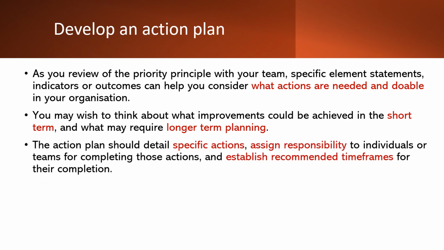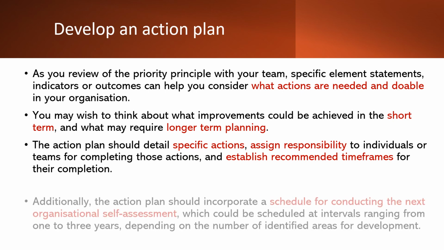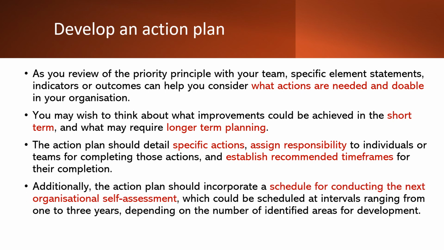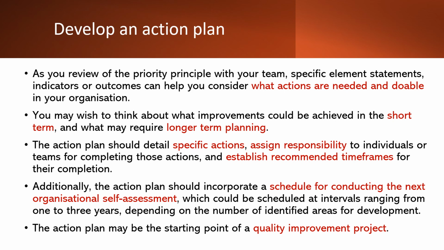The action plan should detail specific actions and also assign responsibility to individuals or teams for completing those actions and establish recommended timeframes for their completion. Additionally, the action plan could incorporate a schedule for conducting the next organisational self-assessment, which could be scheduled at intervals ranging from 1 to 3 years, depending on the number of identified areas for development. We also think that maybe this action plan could provide a starting point or a jumping off point for quality improvement projects that you might wish to develop within your organisation. So this could also provide some justification for some of that ongoing work that's already happening.